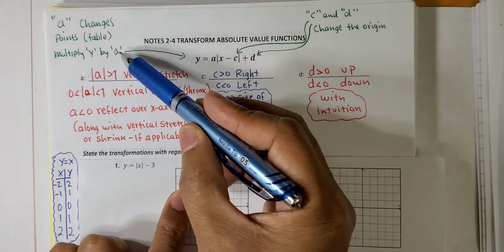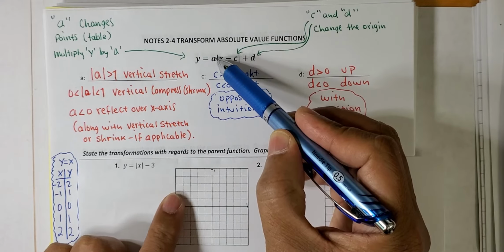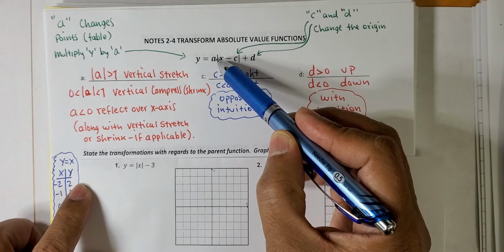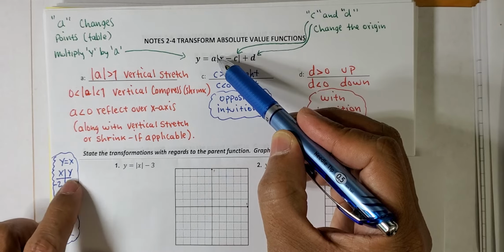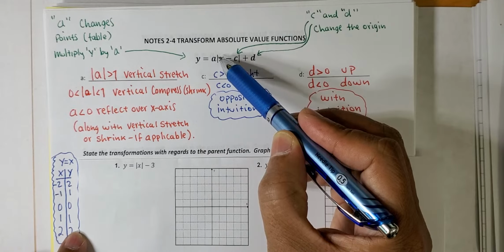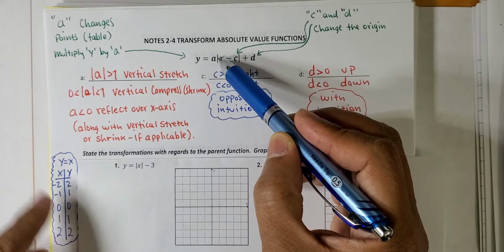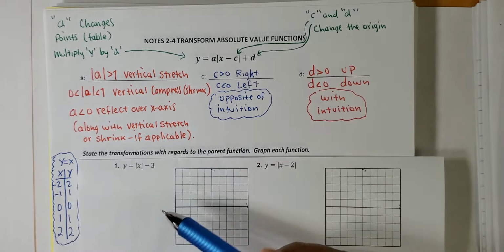what this A value is going to do to the y values is you're going to multiply. So let's say if this A is 2, then you multiply each y value by 2, okay? And you'll see how this works once I go over a couple of examples.